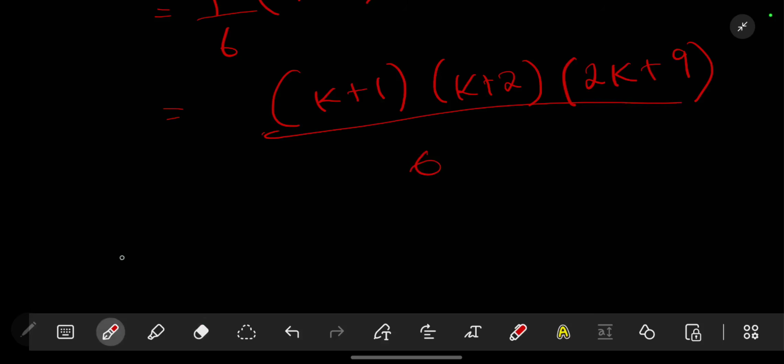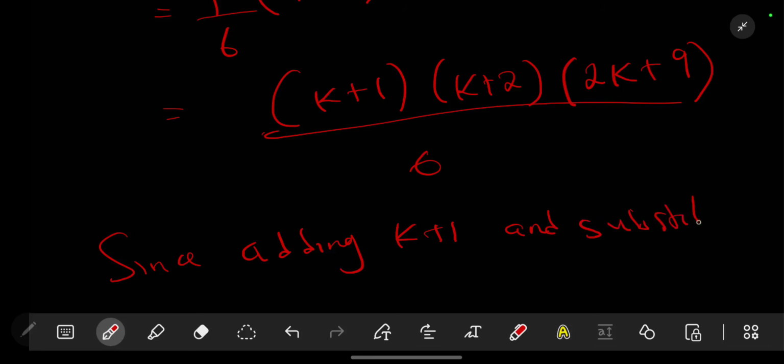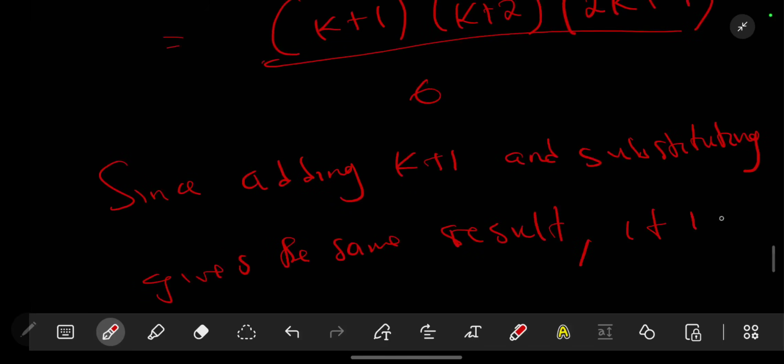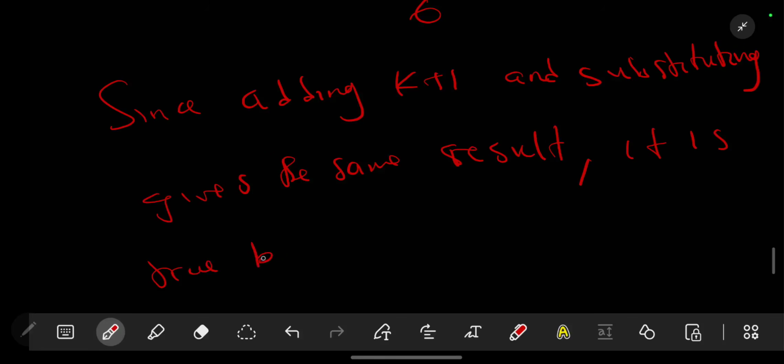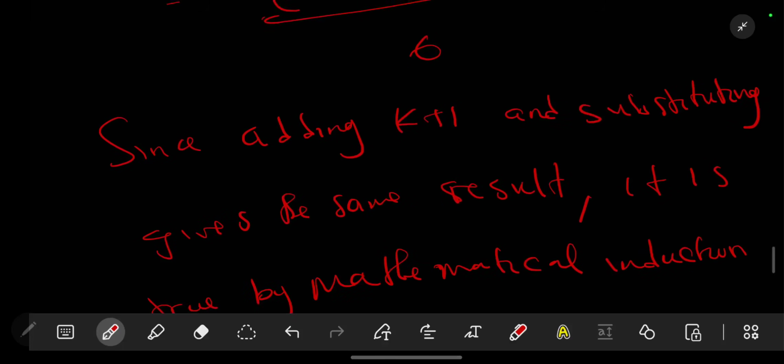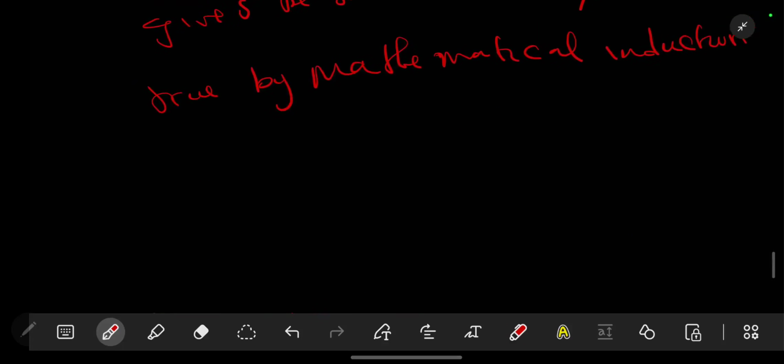So you can say that since adding k plus 1 and substituting gives the same result, then you can say it is true by mathematical induction. So that is how you answer that one. You get your 5 marks. Let's move on to our next question.